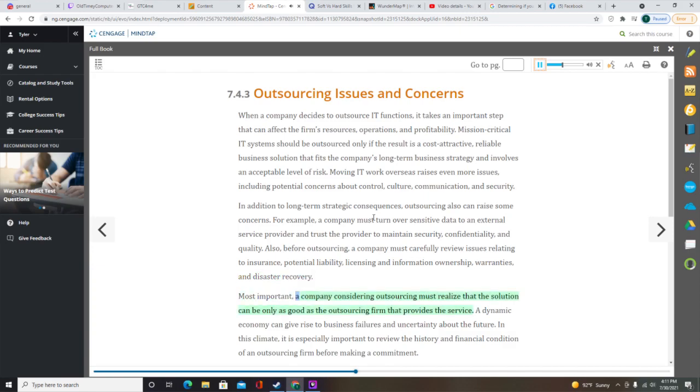Most important, a company considering outsourcing must realize that the solution can be only as good as the outsourcing firm that provides the service. A dynamic economy can give rise to business failures and uncertainty about the future. In this climate, it is especially important to review the history and financial condition of an outsourcing firm before making a commitment. Mergers and acquisitions also can affect outsourcing clients. Even with large, financially healthy firms, a merger or acquisition can have some impact on clients and customers.